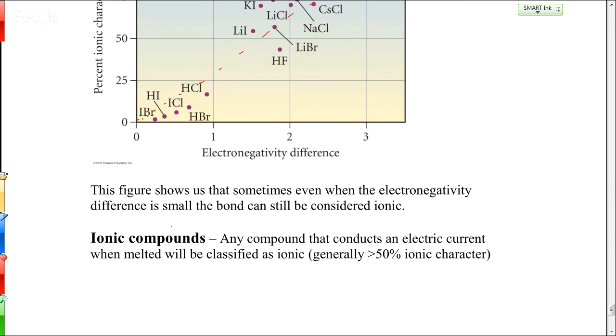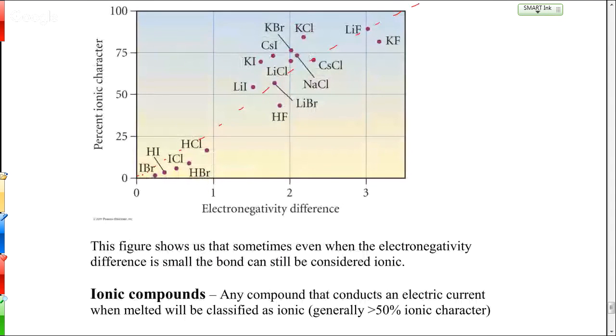So really a better way to classify something as ionic is not based on its electronegativity difference, but based on experimentally checking whether or not it actually has ions in it. Does it conduct an electric current or not? If it does, we should call that ionic. If it doesn't, we should call that covalent, regardless of what the electronegativity tells us. So the electronegativity may help us predict that, but we should really use the experimental measurements to make that determination.